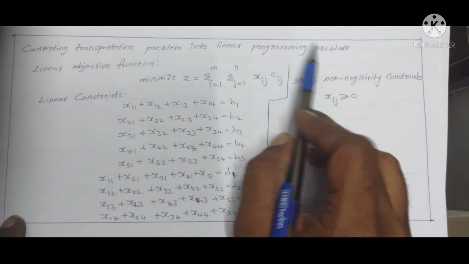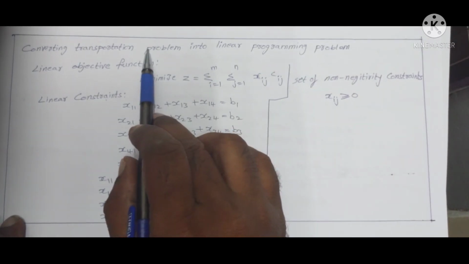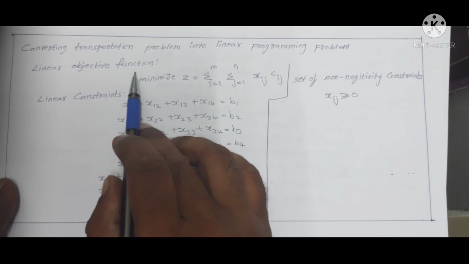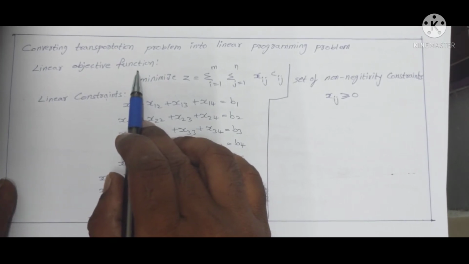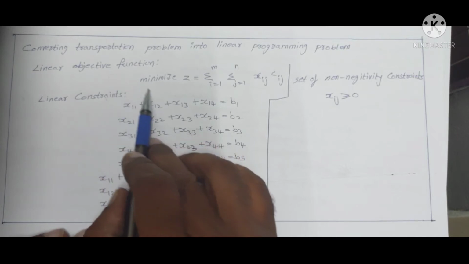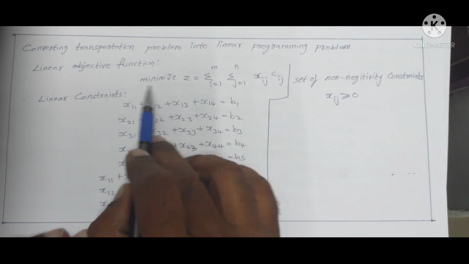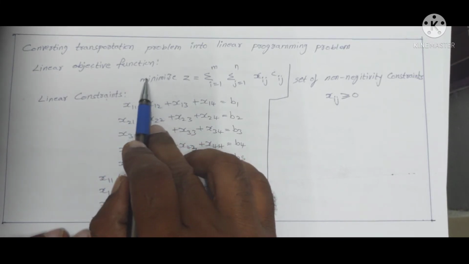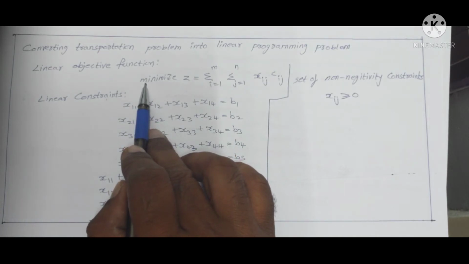So how to get this from a transportation problem? What is the main aim of this transportation problem? To minimize the transportation cost. For that, the objective function should be written as minimize. Why are we writing minimize here? Because we have to reduce the transportation cost, which means we have to minimize the objective.